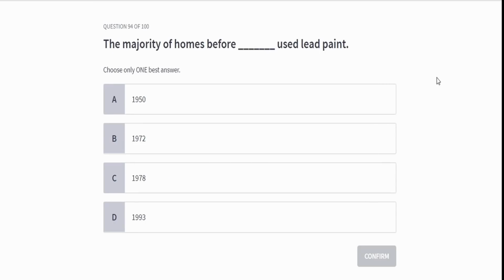All right, 94. The majority of homes before what year used lead paint? It gives us four options: A, 1950, B, 1972, C, 1978, or D, 1993. So come up with your answer. Here's some time for you guys to think about it and figure it out.